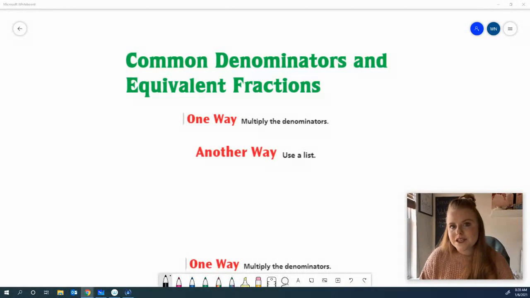In order to find a common denominator, you have to find equivalent fractions. So there are two ways to do this. We're going to do both of them in this video. The first way is to just multiply the denominators. This always works, but sometimes you end up with a really large number. So the second way is to use a list of the multiples of those numbers. Both of these ways work. We're going to try the first one and then the second one, and then you can decide what works best for you. Let's jump in.